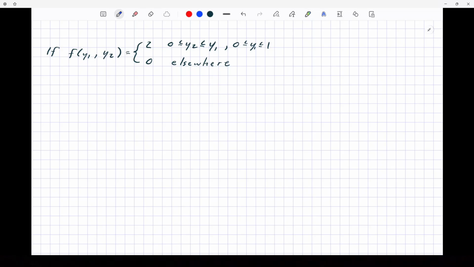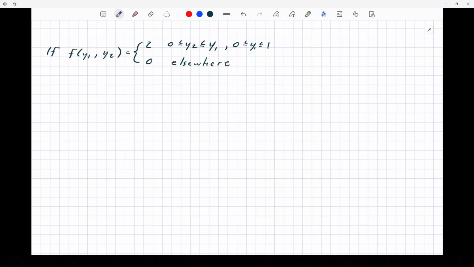Welcome along. Today we're going to be talking about the independence of two random variables. This example is taken from the 4th edition of Mathematical Statistics by Mendenhall, Wackerly, and Scheaffer. We have here a function of two random variables, y1 and y2.